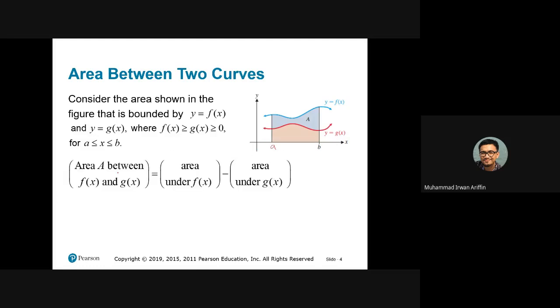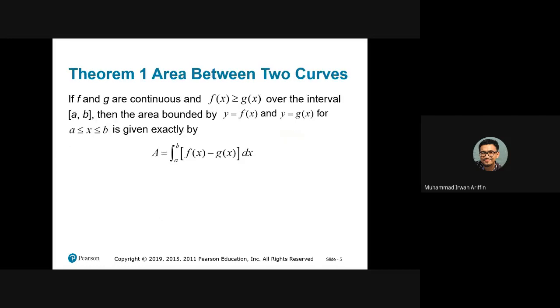So for the area between f of x and g of x, basically what we can do is find the area under this whole curve, under f of x, and then we subtract the area under g of x, and this can give us basically the intended area. We just want to find the blue area, not the whole part, right? So to find the blue area, first we need to find the whole area under f of x and subtract the area of g of x within the same range from a to b. So this gives us theorem 1 on the area between two curves.